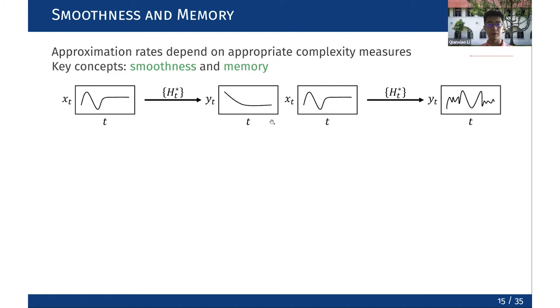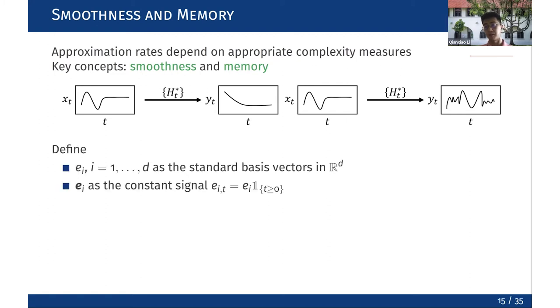So how can we formalize these notions? How do we characterize the smoothness of this map and the memory? What we can do is define some constant signals, or Heaviside signals, which are one if t is greater than zero and zero otherwise, where e is the standard basis in R^d. So these are just some constant Heaviside signals.